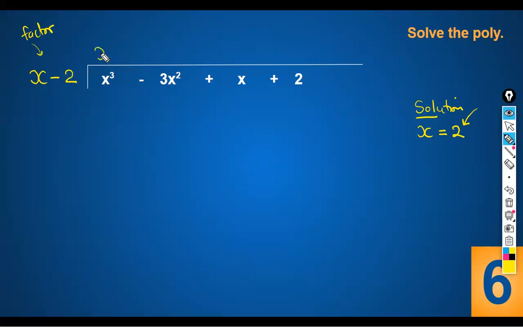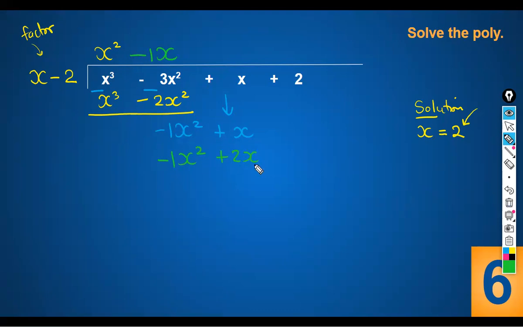So x into x cubed is x squared. x cubed minus x cubed is 0. I'm on the right track. Minus 3x squared plus 2x squared, because 2 minus signs here, I'm getting minus 1x squared. Bring down Mr. X here. You'll get minus x here, or minus 1x if you want to put it that way. Positive 2x. Yeah, seems correct.